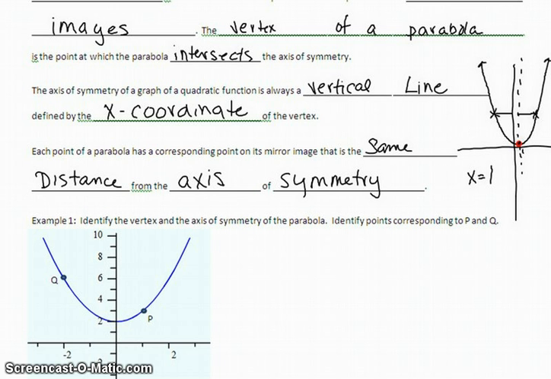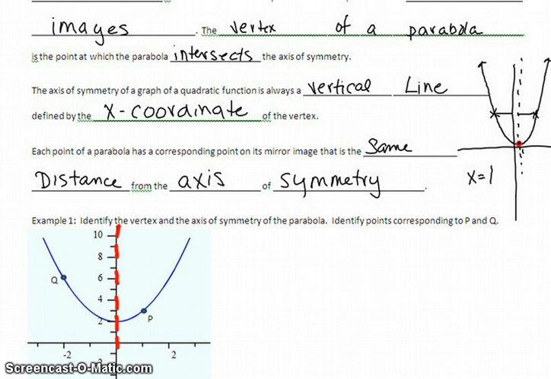Now let's look at the example down below. First off, it says to identify the vertex, the axis of symmetry, and the corresponding points, or the points that are going to be on the other side of the parabola. So first off, my axis of symmetry is that line that divides it right down the middle. I should grab a different color pen here because that's not showing up.